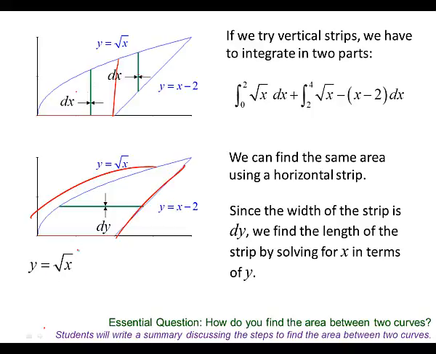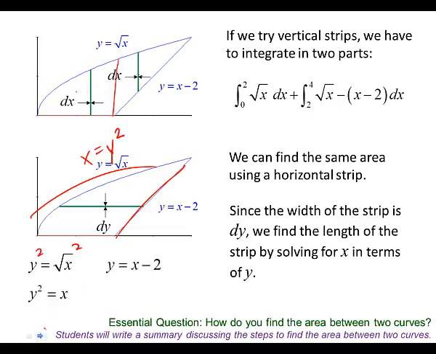Y equals square root of x, because the functions really are kind of there, but not really. And then the second function, to get rid of the square root, we square both sides. So this one here actually is x equals y squared. That's what we would use for that function.